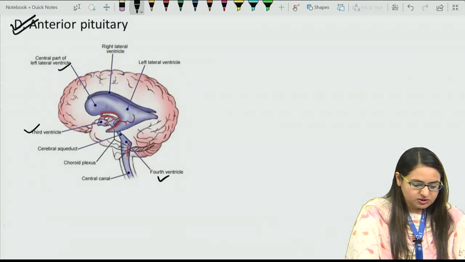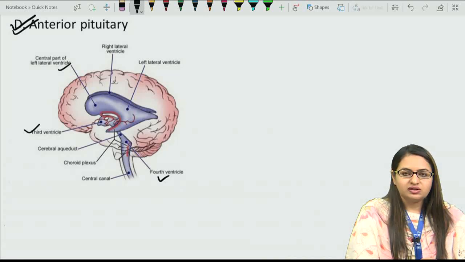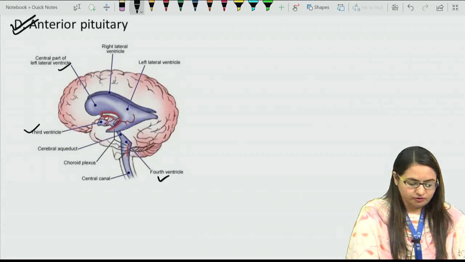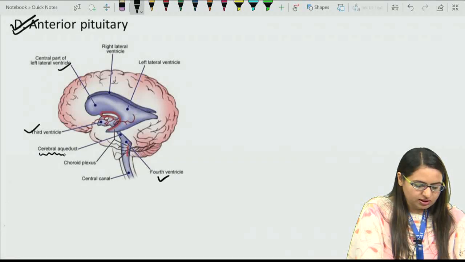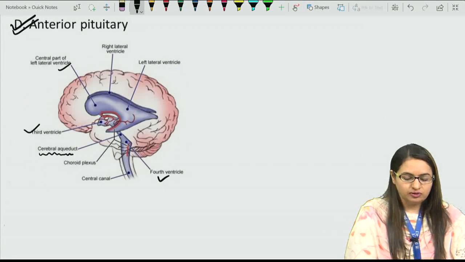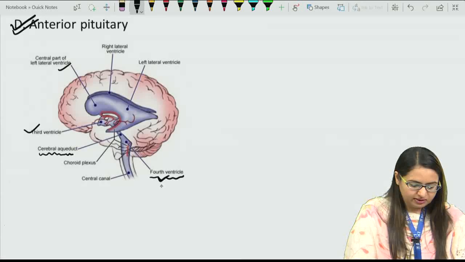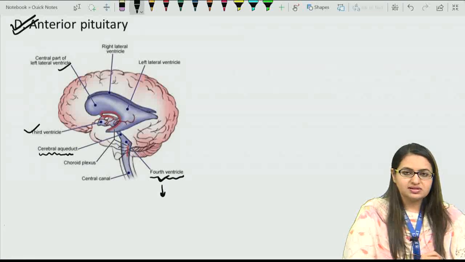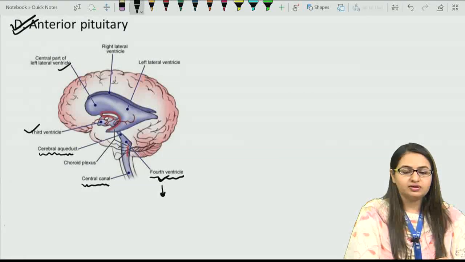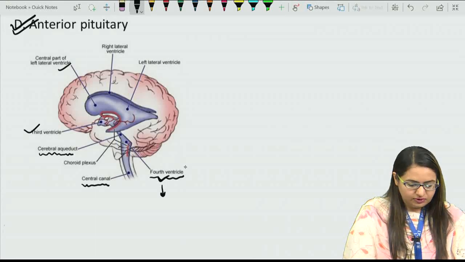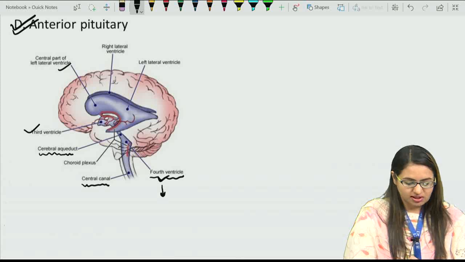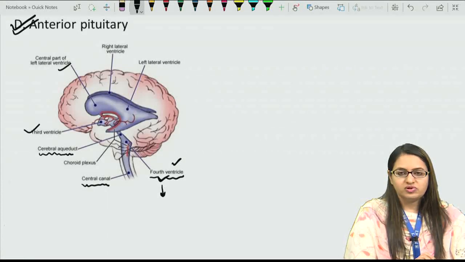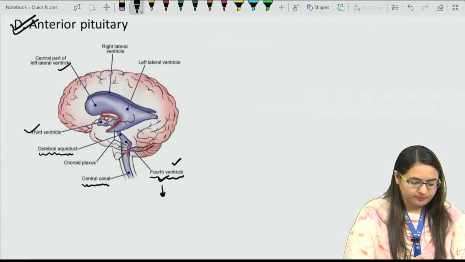The intercommunication between the lateral and the third ventricle is via the foramen of Monro, or the interventricular foramen. Then the third ventricle continues as the cerebral aqueduct, and this cerebral aqueduct continues into the fourth ventricle. Below, the fourth ventricle continues as the central canal, shown over here. The CSF from here mostly goes to the subarachnoid space, passing through the foramen of Magendie and the foramen of Luschka, which are present at the roof of the fourth ventricle.